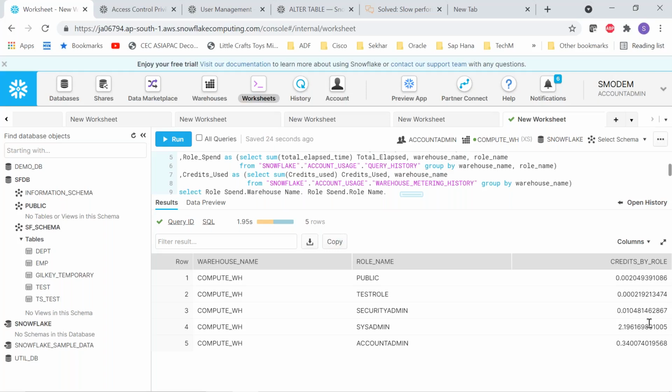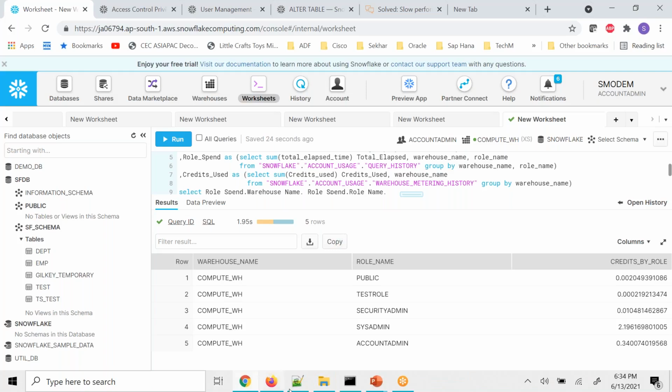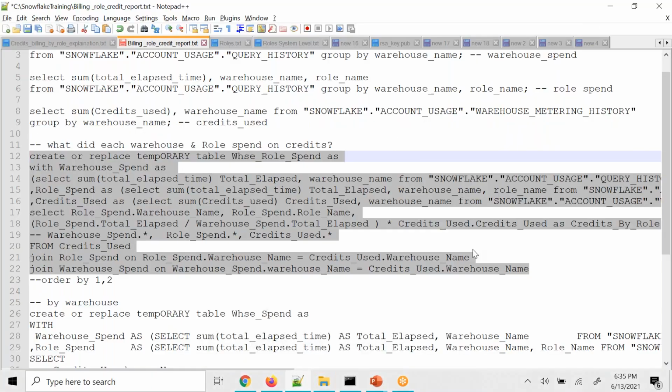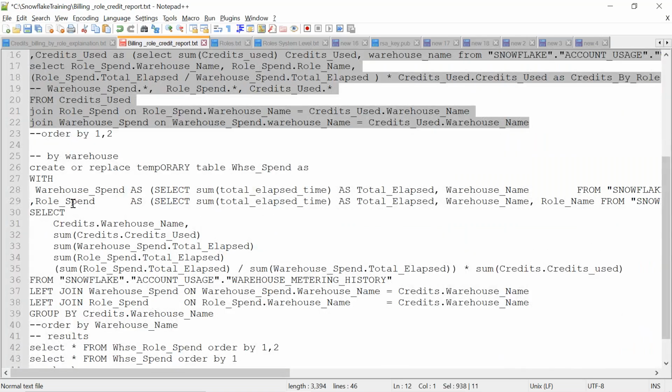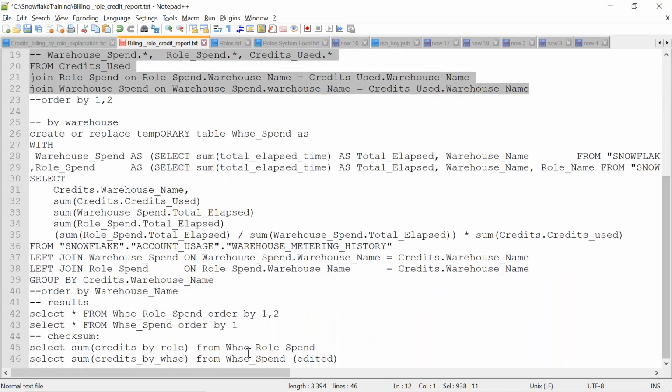And if you want to look at it for a particular user, then you have to find which particular user is in which particular roles, and then you can do that as well. So this is the same query, and I have given it one more time by inserting into a temporary table.